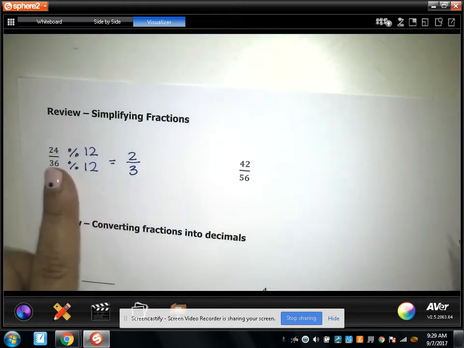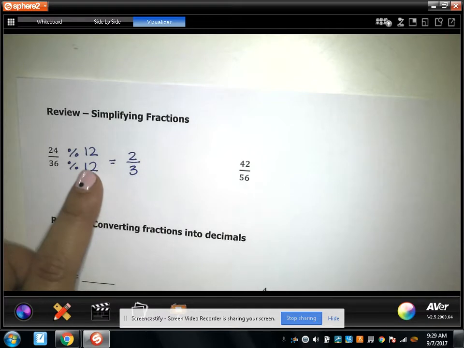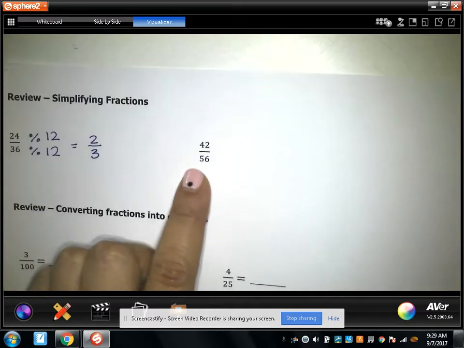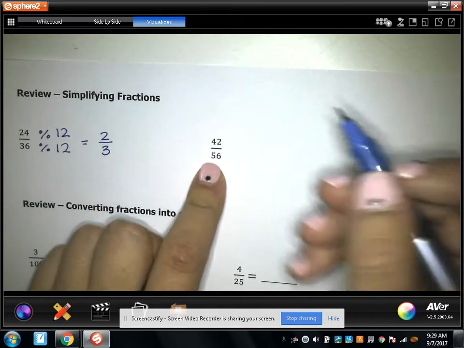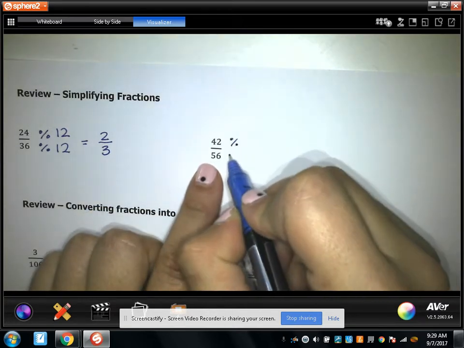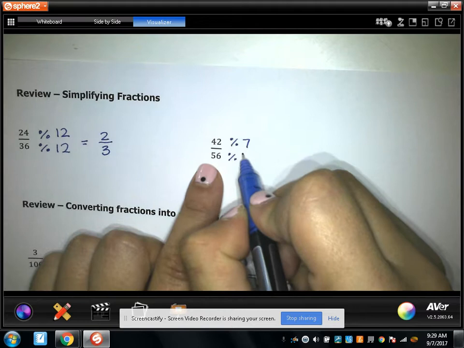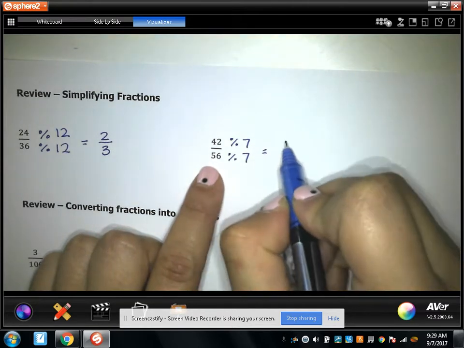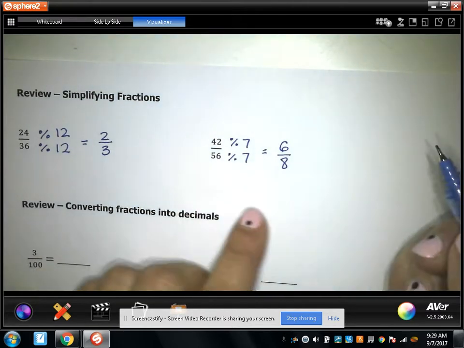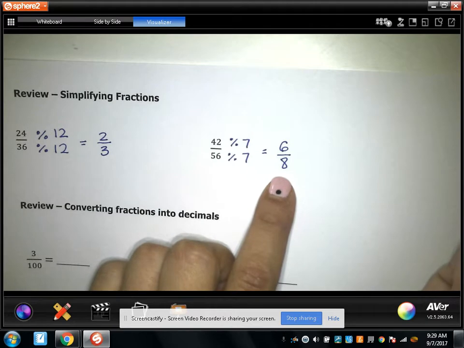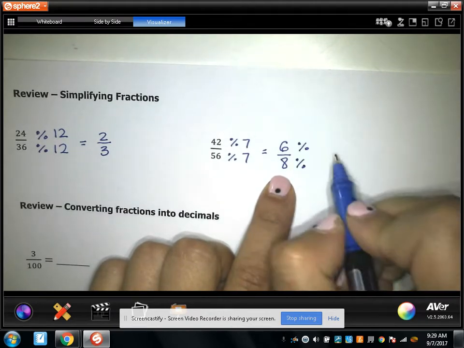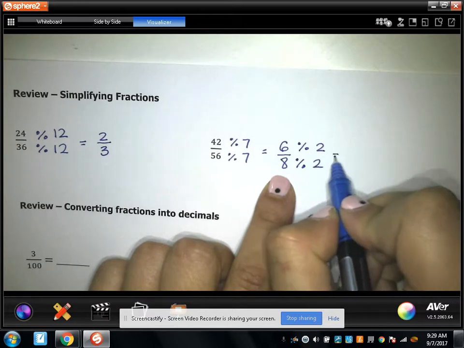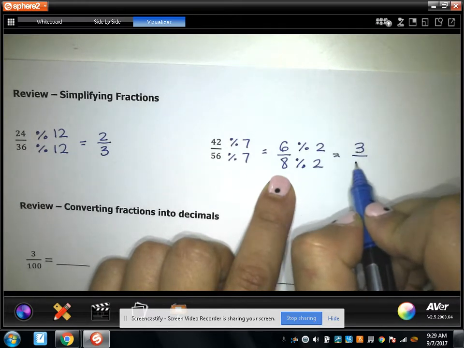Now, sometimes I don't come up with the greatest common factor right away, which is fine. For example, 42 over 56, let's say I don't know the greatest common factor. But I do know one common factor is 7. So I can divide both of these by 7, and I would get 6/8. But looking at this answer, I know that's not a simplified fraction because I can still divide the numerator and denominator by 2. So completely simplified, this is 3/4.